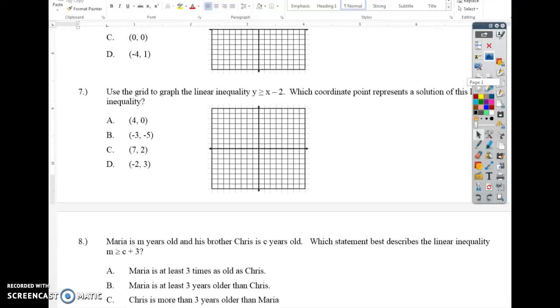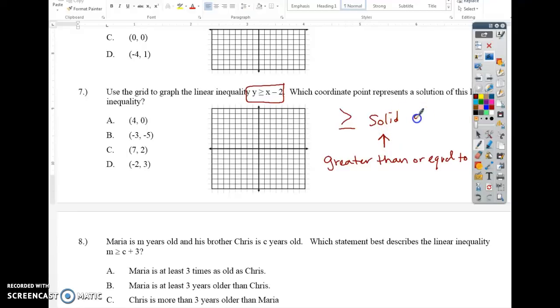So let's do number 7. Okay, this is the inequality that they gave us. The symbol greater than or equal to means that it's a solid line and that it's shaded above because it's greater than or equal to. Okay, so we're going to have a solid line and closed points.